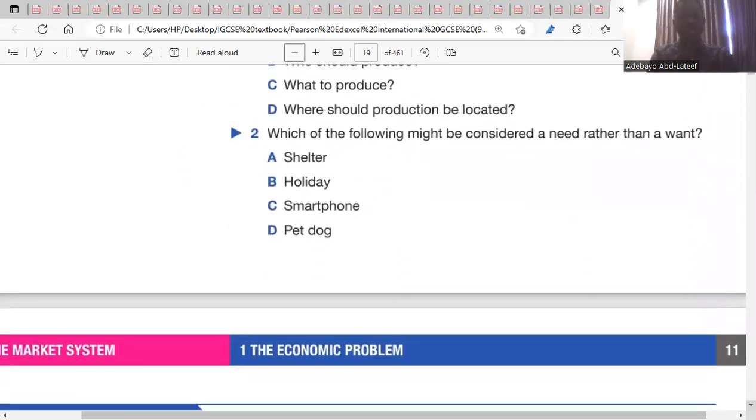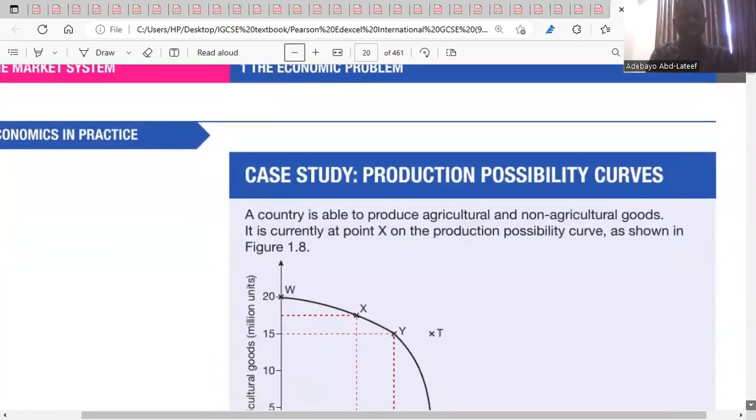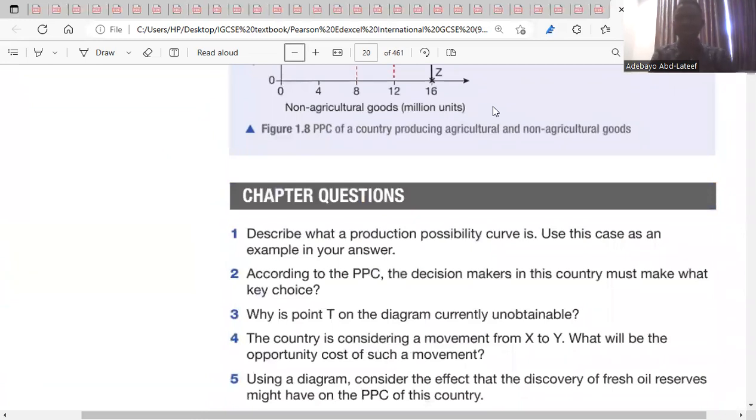Yeah. Question 2. Which of the following might be considered a need rather than a want? Shelter, holiday, phone. Shelter, because that's where to stay. And that's all about that. I think it's clear, right? Okay.